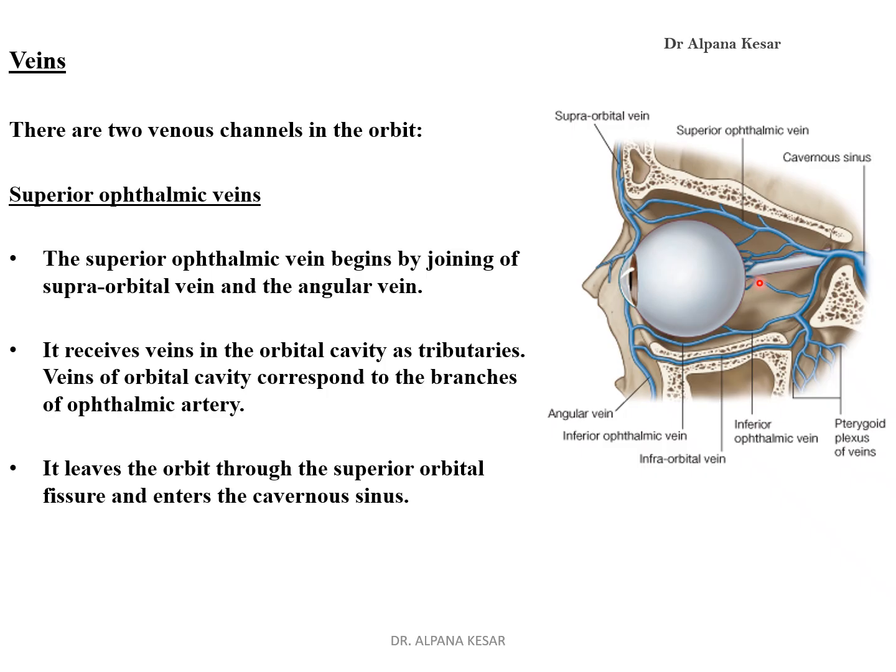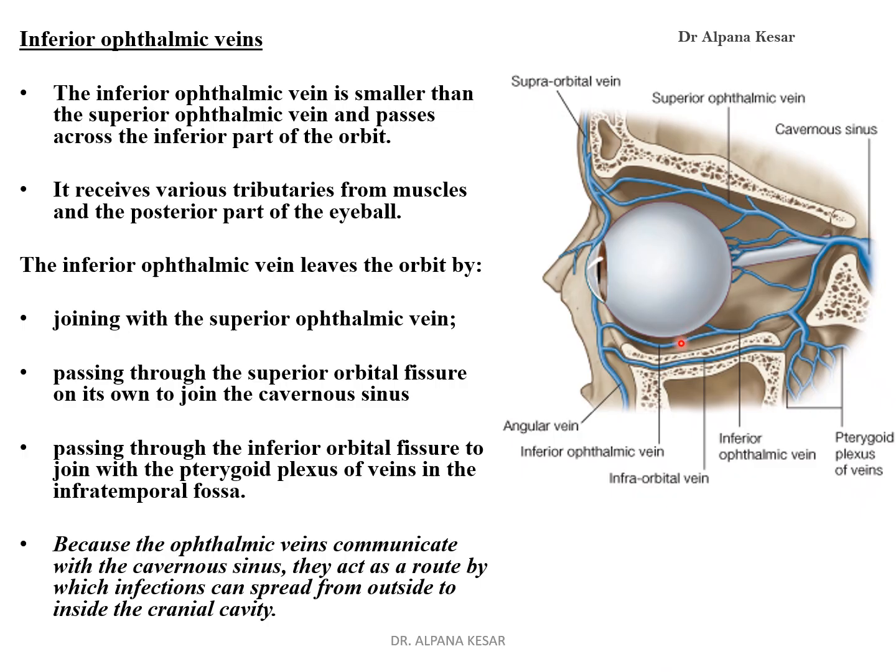These veins of the orbital cavity correspond to the branches of the ophthalmic artery. After that, the superior ophthalmic vein leaves the orbital cavity by passing through the superior orbital fissure, whereafter it enters the cavernous sinus. The inferior ophthalmic vein, which is smaller when compared to the superior ophthalmic vein, travels backwards in the orbital cavity close to the floor of the orbital cavity. It receives tributaries from the muscles and also from the posterior part of the eyeball.